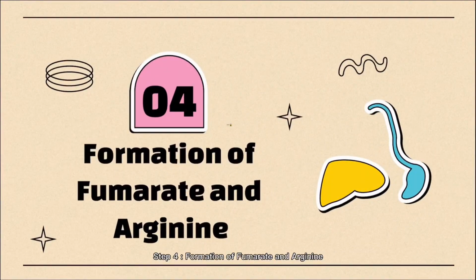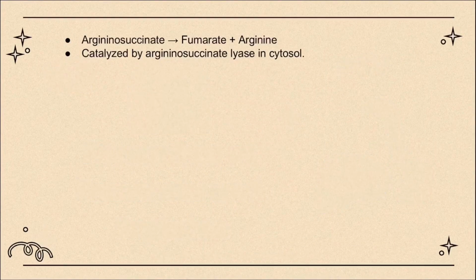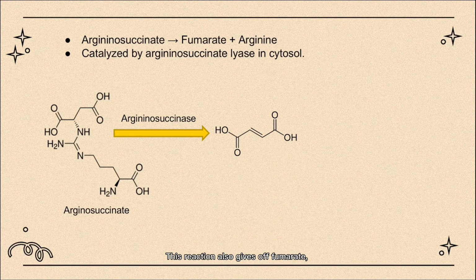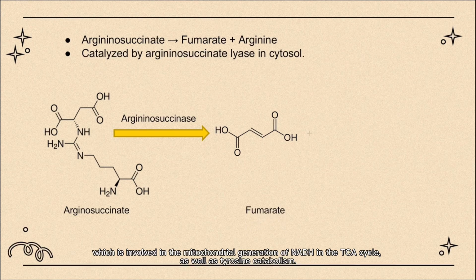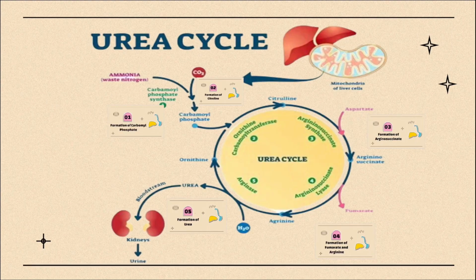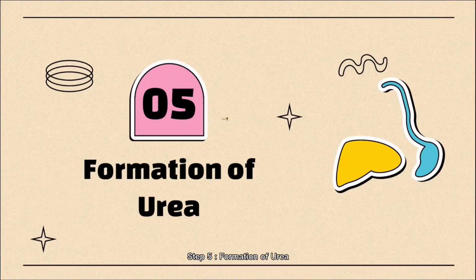Step 4. Formation of fumarate and arginine. Argininosuccinate is converted into arginine via argininosuccinate lyase. This reaction also gives off fumarate, which is involved in the mitochondrial generation of NAD in the TCA cycle, as well as tyrosine catabolism. The enzyme argininosuccinase catalyzes the elimination of arginine from the aspartate carbon skeleton, forming fumarate.